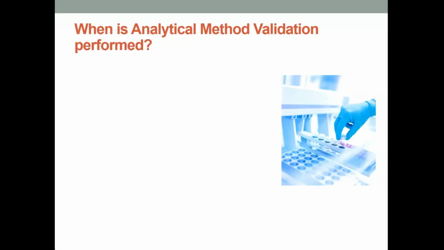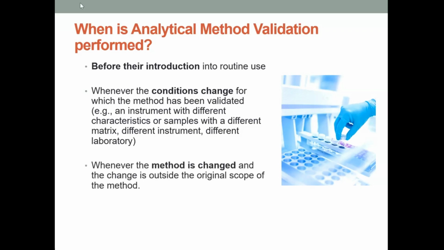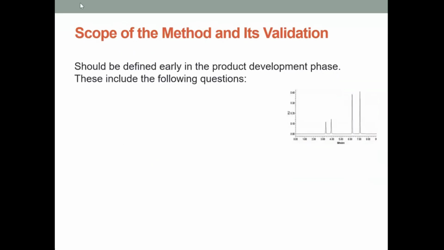When is analytical method validation performed? It is performed before a new method is brought into routine use, or whenever the conditions change for which a method has been validated. So if we were to have an instrument with different characteristics or samples with different matrix, use a different instrument or use a different laboratory, we will need to do analytical method validation again. Whenever the method is changed and the change is outside the original scope of the method, so it's not a like-for-like change. If QC were to see that results were changing with time and they noticed a trend, we would also re-perform our method validation.